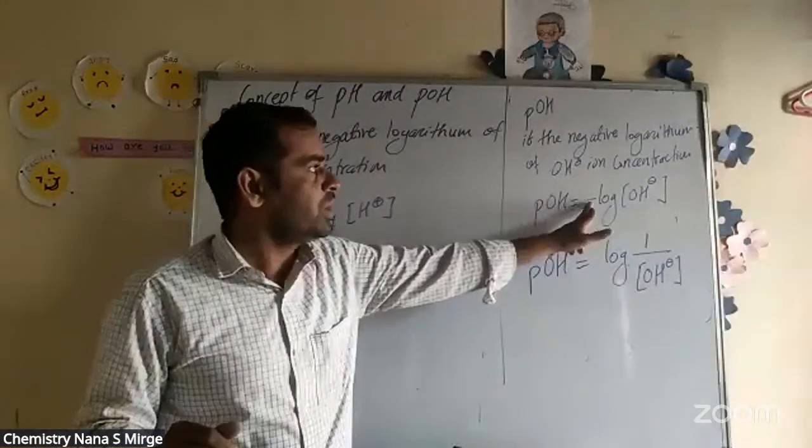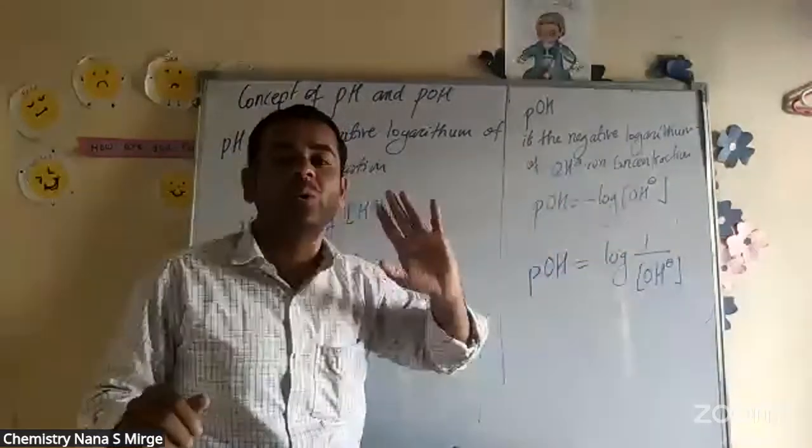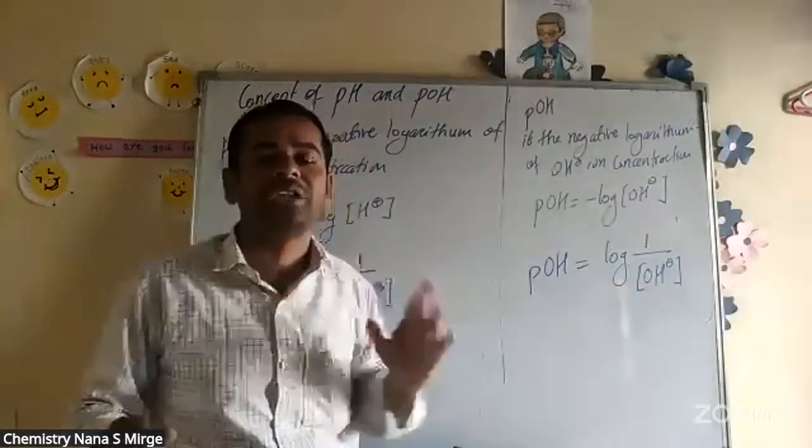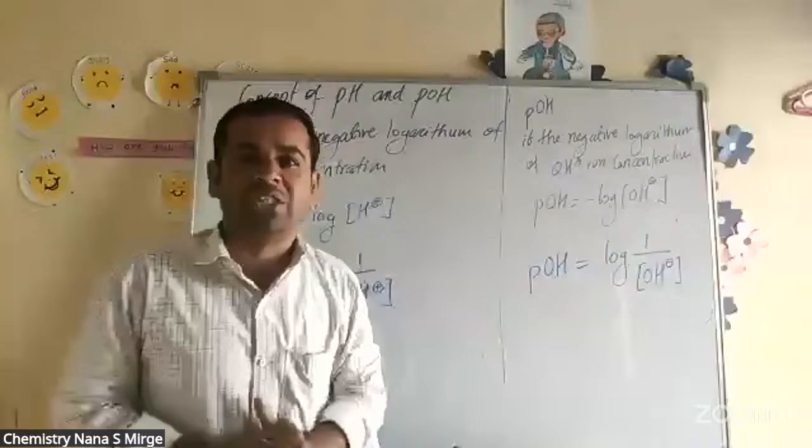pOH is equal to negative logarithm of OH negative ion concentration, that is the pOH. That is the two terms.